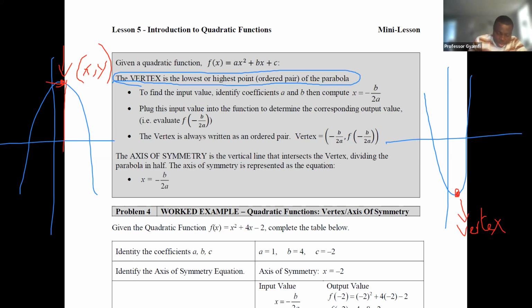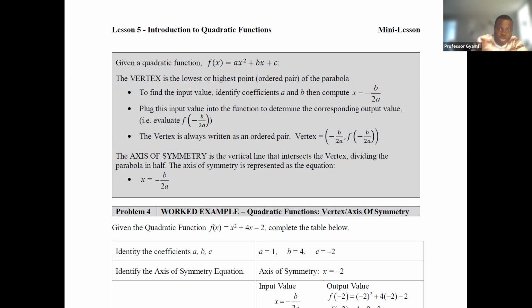Now, to find the input value, or the x value, there is a formula. And what is that formula? To find the x, x equals -b over 2a. Okay? Now, as we've always done, whatever you get for x, you put it in whatever function you have, in for x, and then solve for y.